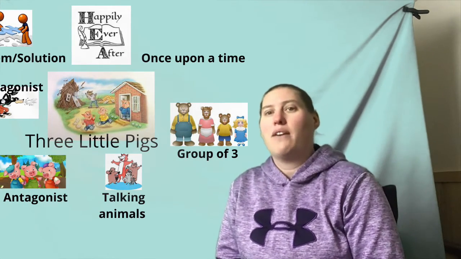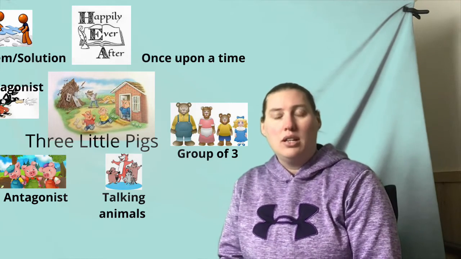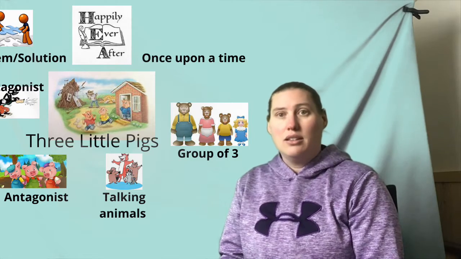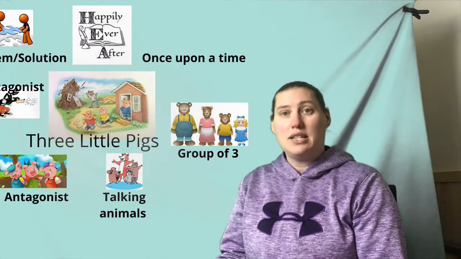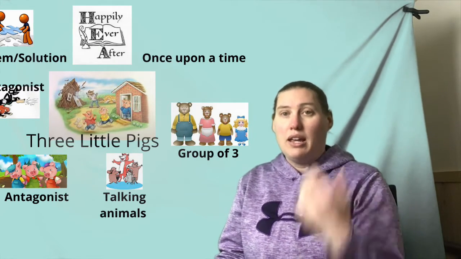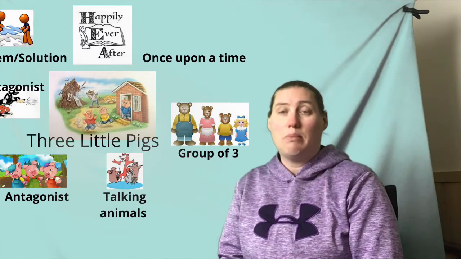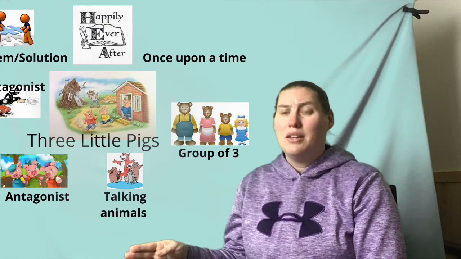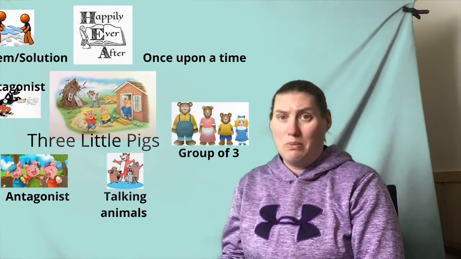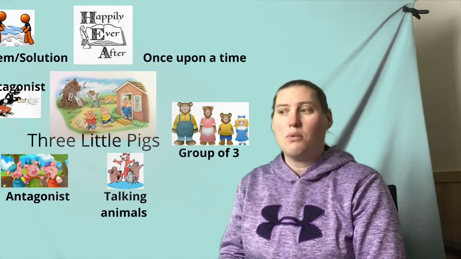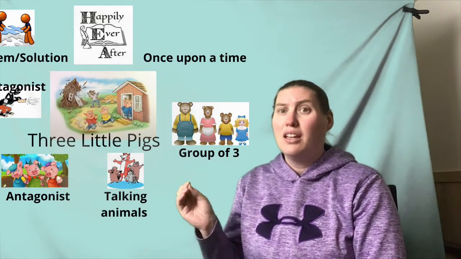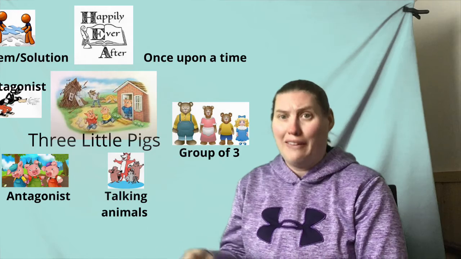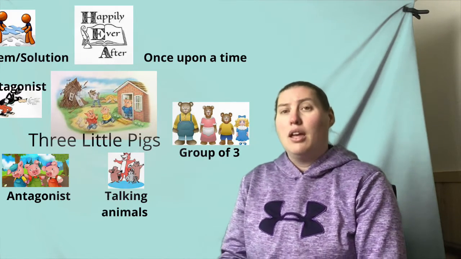And then don't forget we have our problem and we have a solution. So the problem in this story is that the wolf is trying to eat the pigs, right? And the solution is that the pigs build houses, but not only do they all go to that brick house, but the wolf tries to come down the chimney. And in this version of the story that we listened to, they actually ate the wolf, right? He fell down the chimney, they boiled him in the water, and they ate him up, okay?